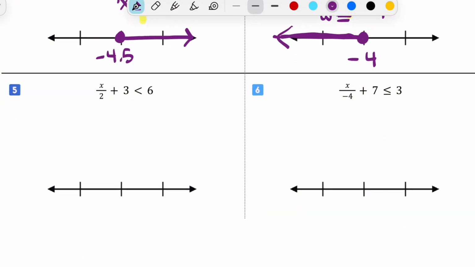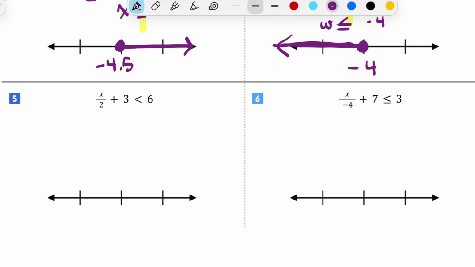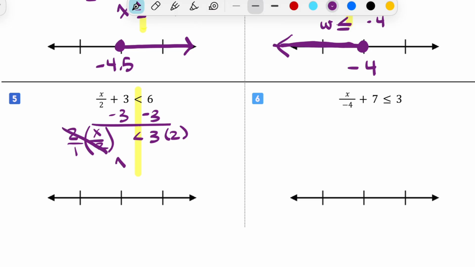And I'm going to make that going this direction. All right, we are almost done. We are undoing division in these next problems. I'm going to, again, keep them separated. The opposite of adding 3 is subtracting 3. x divided by 2 is less than 3, because 6 take away 3 is 3. The opposite of dividing is multiplying both sides by 2. It is a positive 2, so you do not need to reverse any signs. And you have x is less than 6. That is an open dot going to the left at 6.